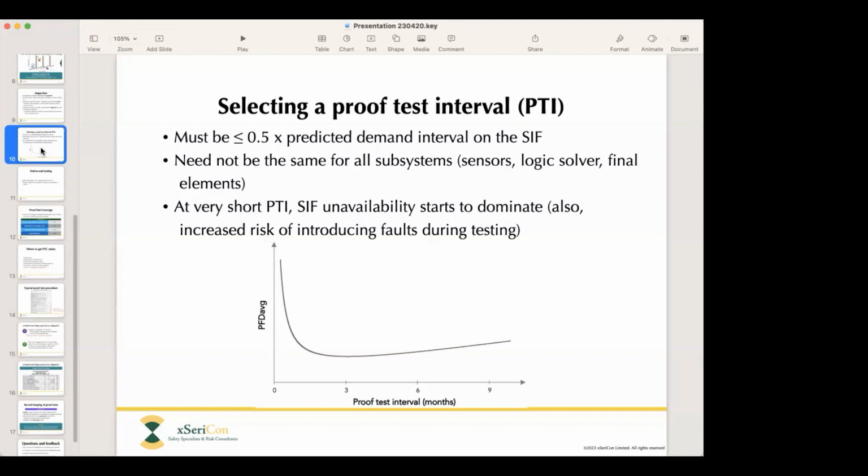And that can actually have a significant impact on the PFD average, as you can see in the graph at the bottom of the screen now. You see at the left side of the graph, we go through a minimum point, which is kind of the optimal proof test interval in terms of minimizing the PFD average. But then further to the left of that, as you continue to reduce the proof test interval, the PFD average starts to shoot up. And that's because of the unavailability of the SIF during proof testing.